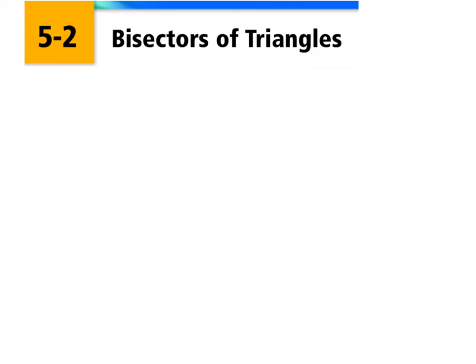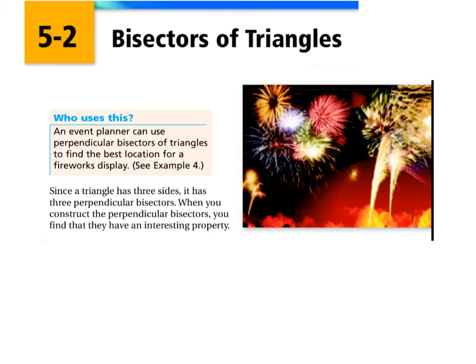In section 5.2, we're going to talk about the bisectors of triangles. So who uses this? An event planner can use perpendicular bisectors of triangles to actually find the best location for a fireworks display. Since triangles have three sides, they have three perpendicular bisectors. When you construct the perpendicular bisectors, you find that they have an interesting property.